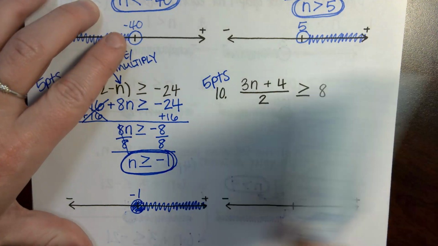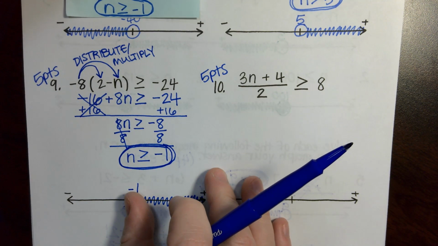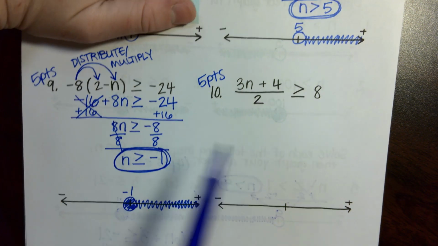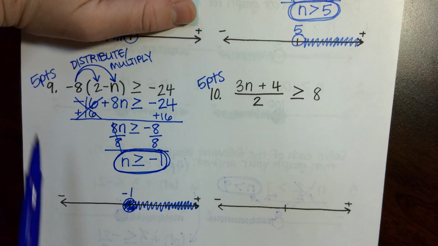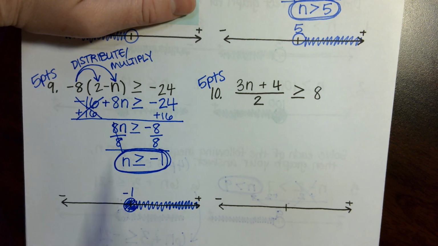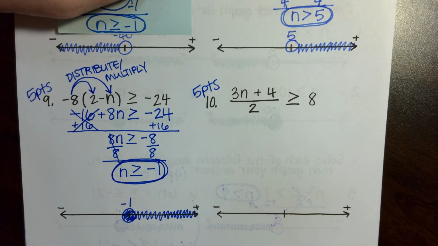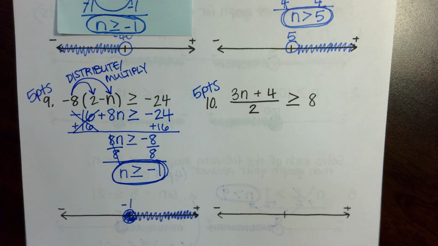Either one is fine. You just have to keep your negative rules in mind. Okay, any questions about number 9? I'm going to grade this one real easy just because that's my fault. I didn't take that into account.